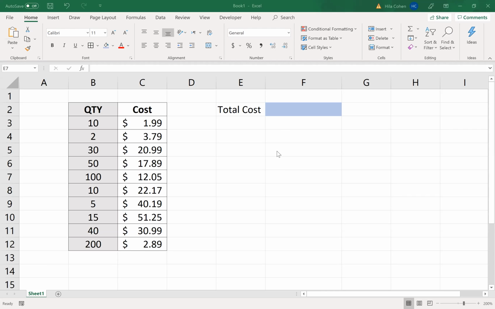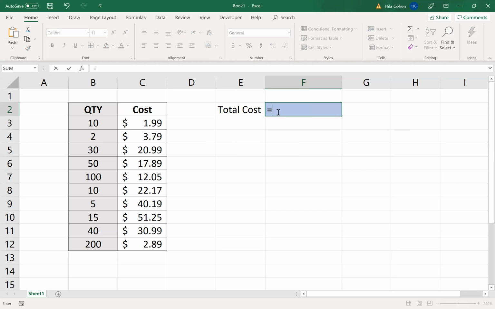The function SUMPRODUCT allows us to highlight two areas in Excel that contain the same number of cells, and then the function will multiply the first cell of one area by the first cell in the other area, and the second by the second, and the third by the third, and then total all the products to give you the total cost. So let's see how we do that.